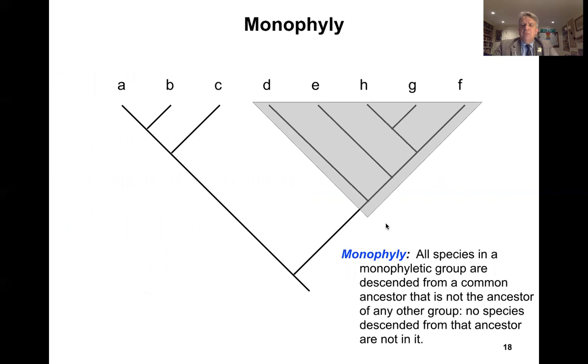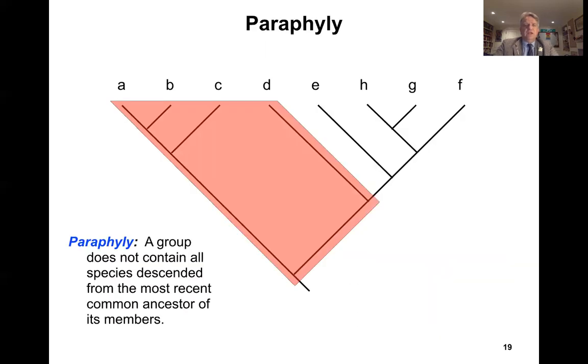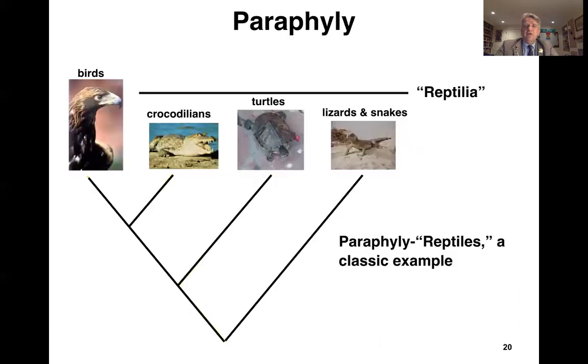Okay, so here we have a phylogeny of lineages encoded with the letters A through F, and monophyly is a group where you have a common ancestor and all of the descendant lineages, okay? No lineage descended from the common ancestor is excluded from the group. Now, paraphyly is a group that does not contain all of the lineages that are descended from a single common ancestor. And a classic example of paraphyly is reptiles.